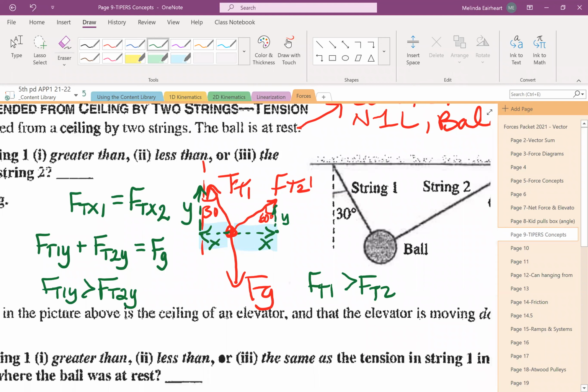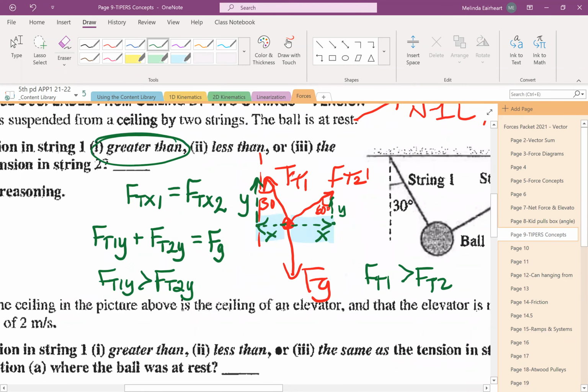Now, there's another way you could think about it. 30 degrees is with the vertical, okay? So it's going to be closer to the vertical, where 60 degrees is further from the vertical. So you can think about it having a smaller vertical component with doing the trig, okay? So, cosine 30 and then cosine 60. Okay, so we know string 1 is greater than.